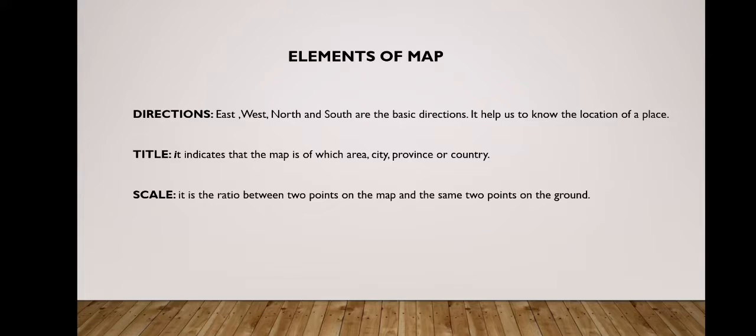Third element is scale. A scale is usually drawn in a corner of a map that shows you the distance of 2 points or places on a map in order to compare this distance on a map to the distance in the real world.